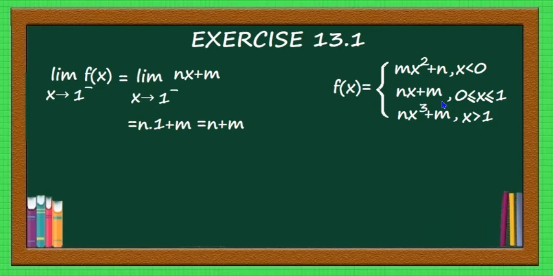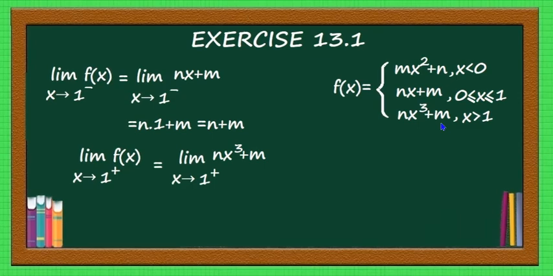And limit as x tends to 1 plus of f of x, 1 plus means slightly greater than 1. When it is slightly greater than 1, how is the function defined? nx cube plus m, and you can take it like this, limit as x tends to 1 plus of nx cube plus m. Put x equal to 1 here, you will have n into 1 cube plus m, that's equal to n plus m. And now we have limit as x tends to 1 minus of f of x equal to limit as x tends to 1 plus of f of x. Both of them are equal.